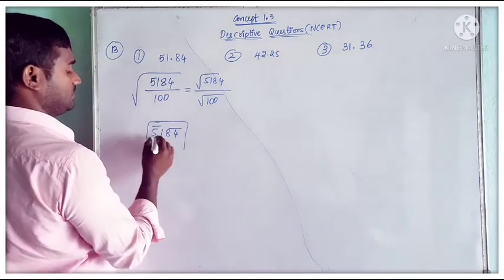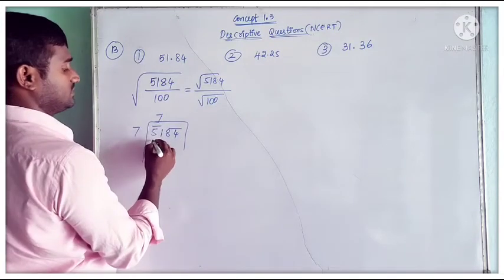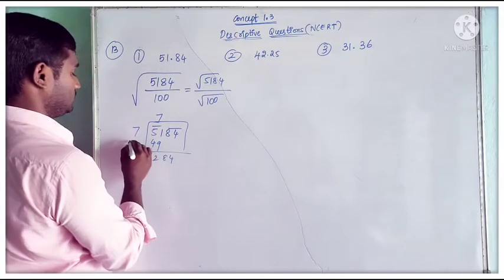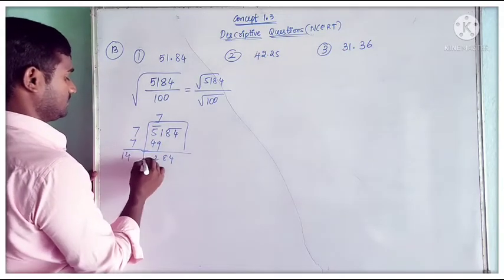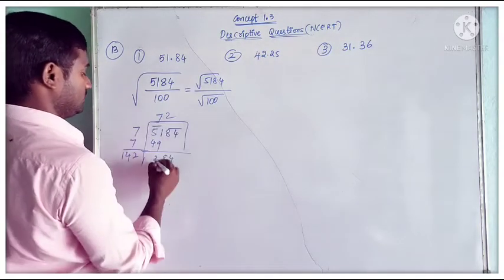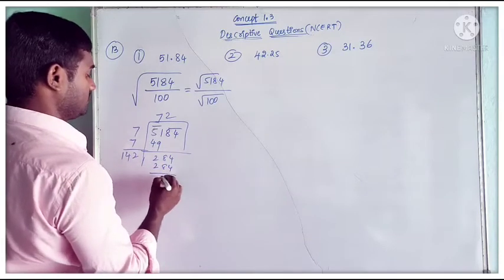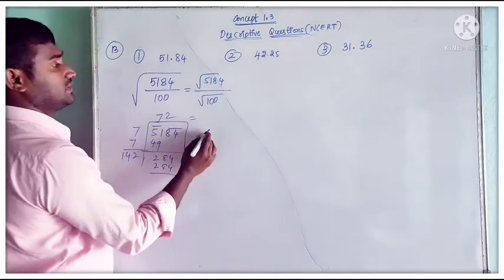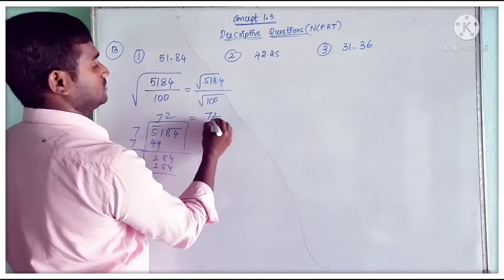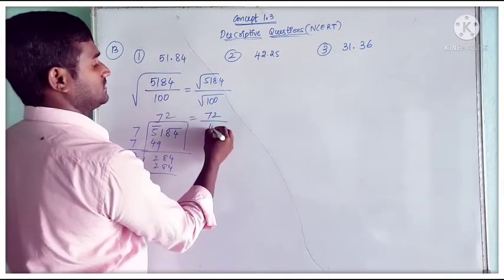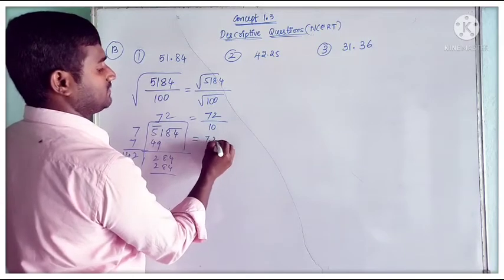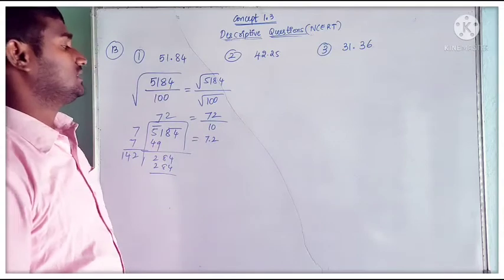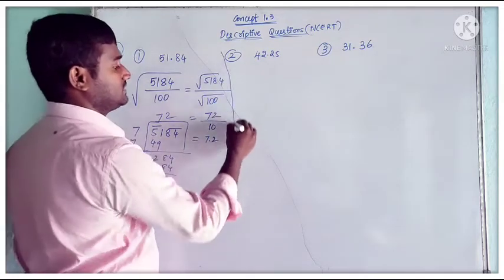Okay, so the nearest square to 51 is 7. 7 sevens are 49. Here 284. So add 7 here, it becomes 14. So 142 into 2, 284 will come. So what is the square root of 5184? 72. The square root of 100 is 10. 72 by 10, we can write 7.2. The square root of 51.84 is how much? 7.2.